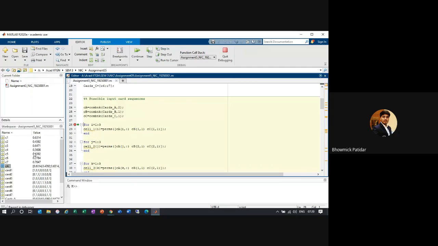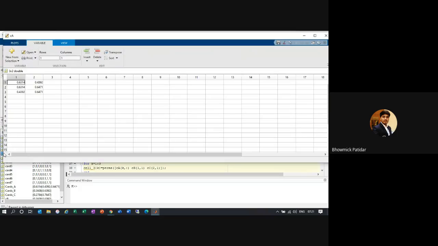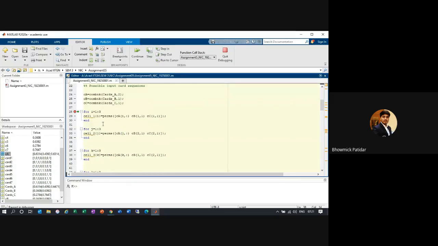So we can see what the different combinations for A are. After converting from binary to decimal and then dividing by 255, we get 3 values: 0.6314, 0.4392, and 0.6471. So these could be the possible combinations for A1 and A2. These are the cards of A1, A2, again A1, A2, and this A1. There are 3 possible combinations.